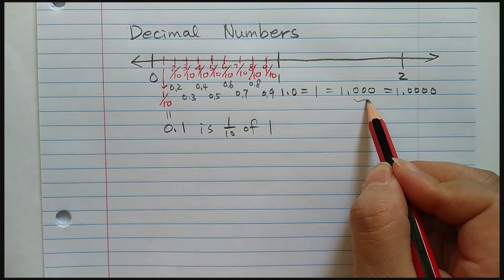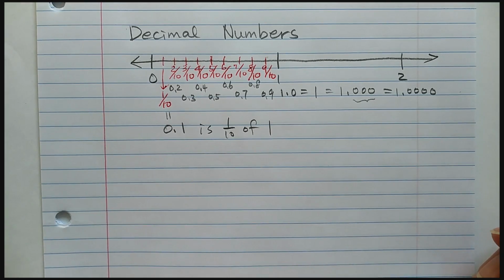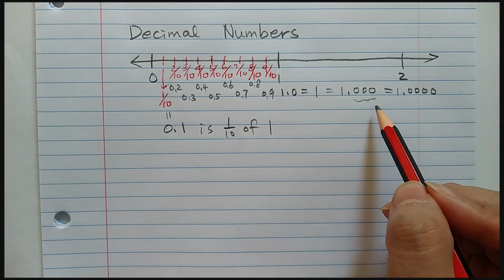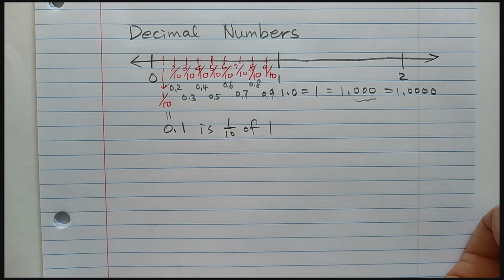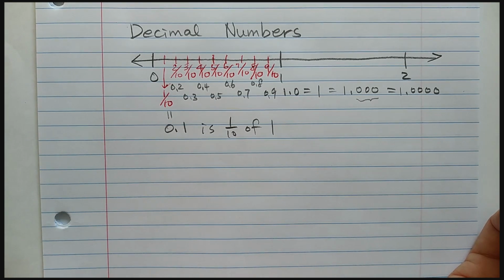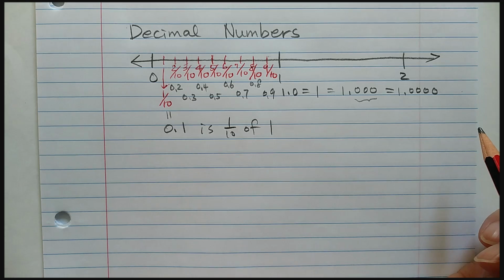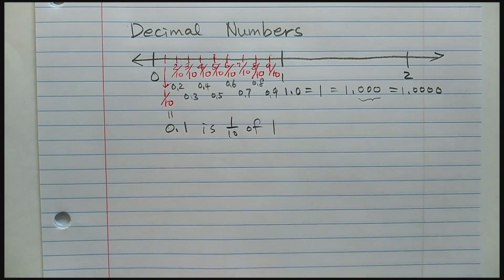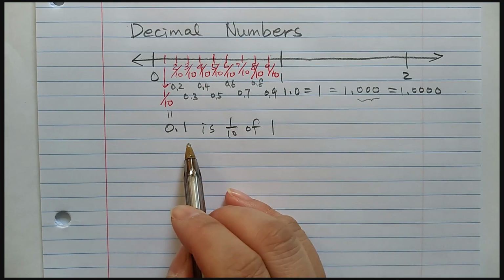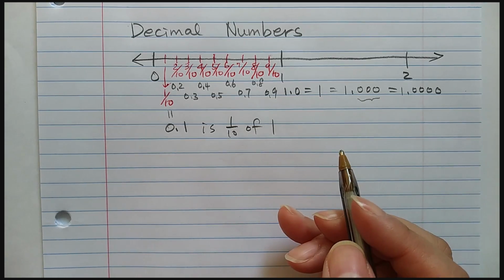Then, do they mean anything? Yes, they do. The following zeros indicate how precise you want to express that number. We're going to talk more about it in rounding decimal numbers or scientific notations. But for now, we're going to ignore the following zeros in the decimal part. So 0.1 is 1/10 of 1.